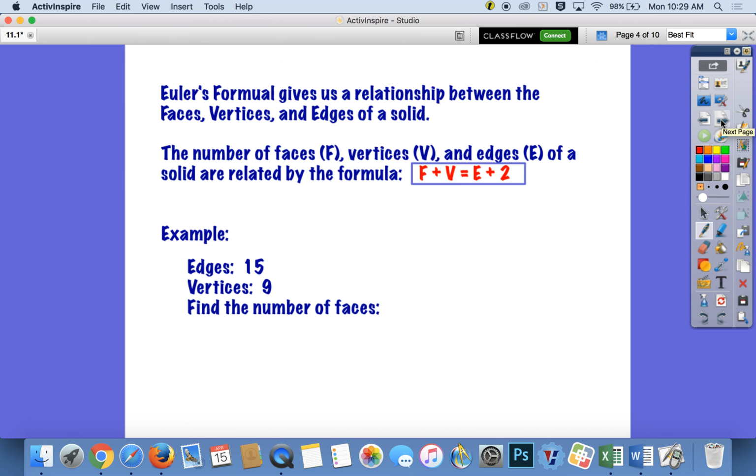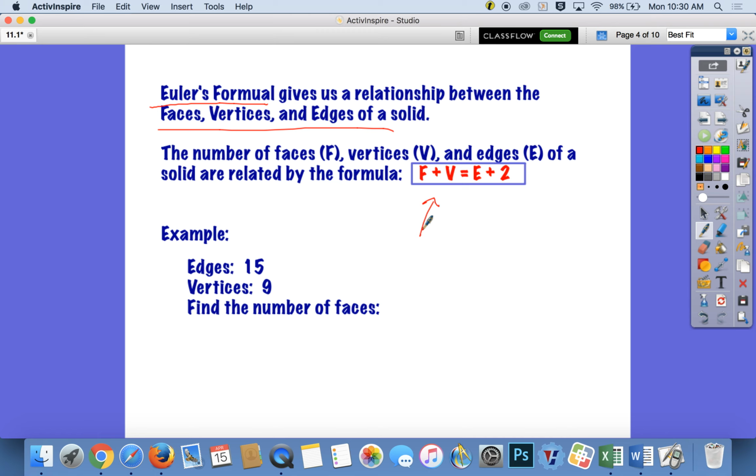Alright, we're going to go through, and there's something called Euler's formula. You say Euler, not Euler. It's not Ferris Bueller's Day Off. And it gives us a relationship between the faces, vertices, and edges. So this is basically your formula here. We'll have a couple quick little problems that we'll do as a side along with our homework.